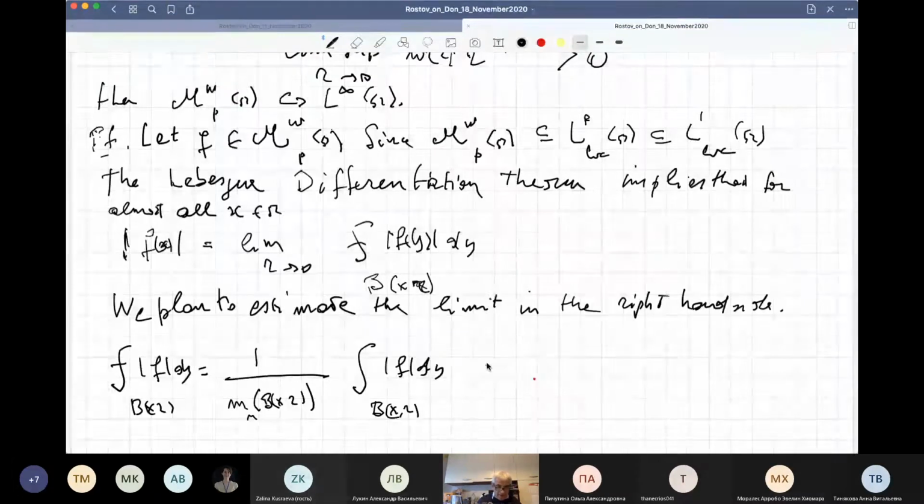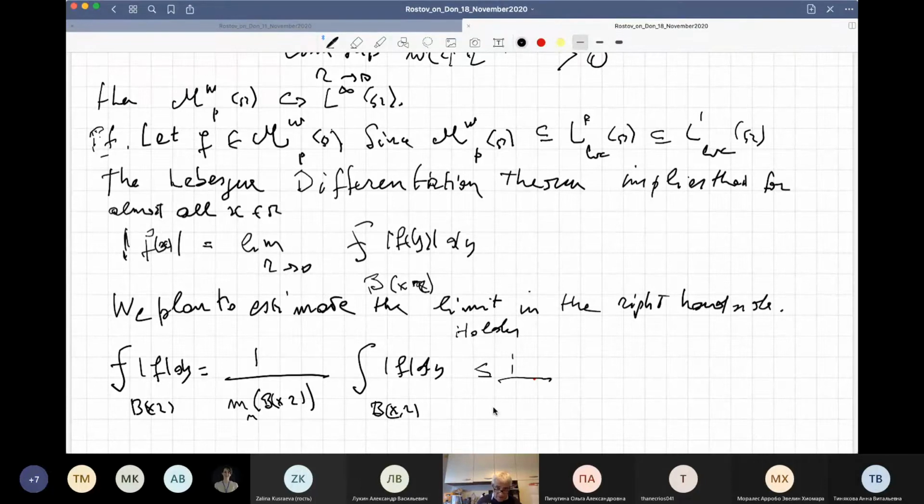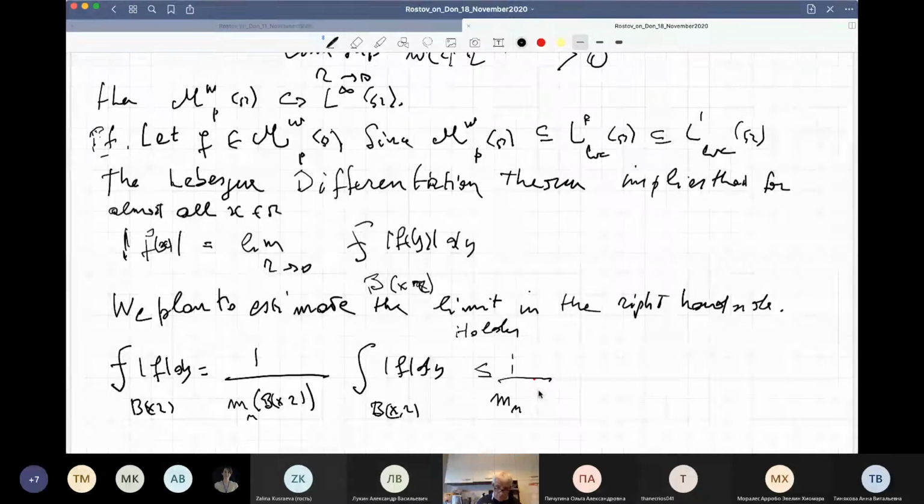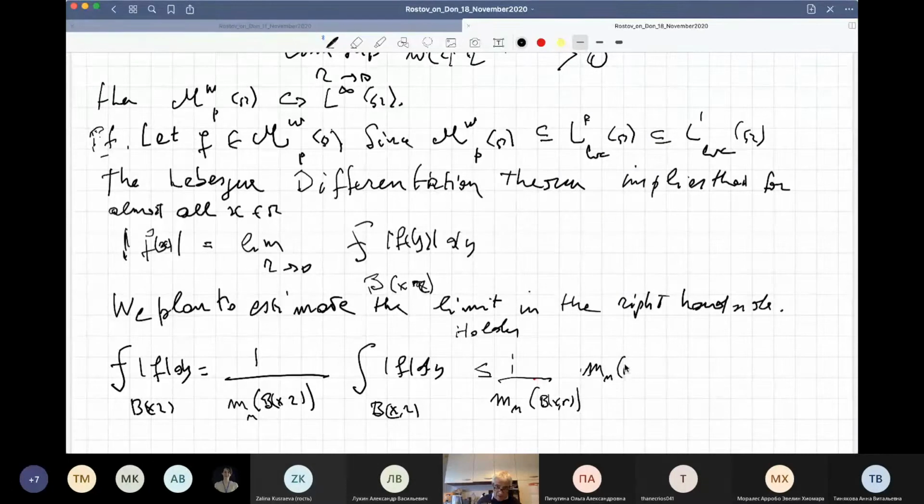But then this is the next step. I plan to use Hölder, with which the L1 norm on this ball can be estimated by the LP norm on the ball. So you studied the Hölder inequality, and I use it now. So B(x,r) remains as it was here, but then here I put the measure of the domain, which is B(x,r), and then I take an exponent.